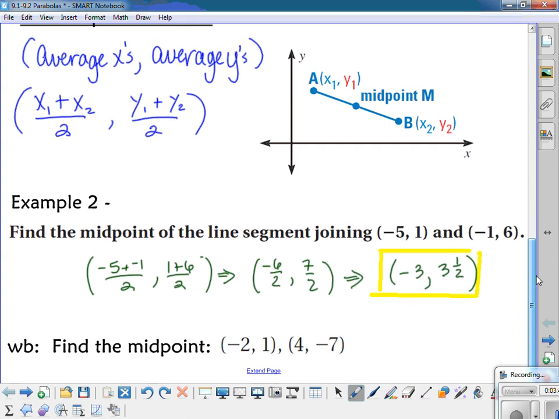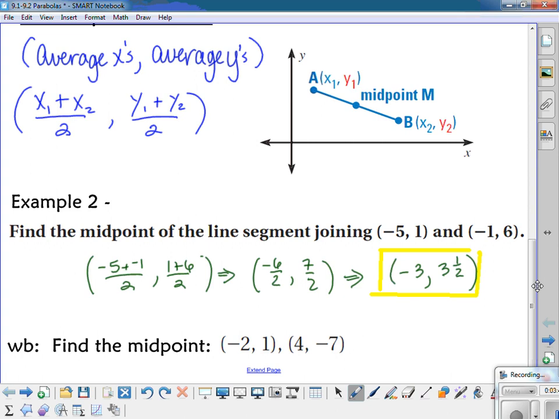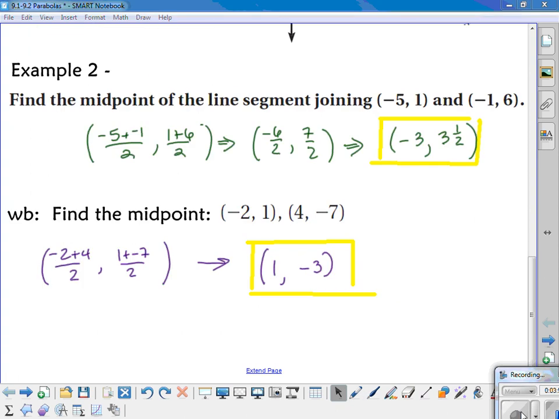So on your whiteboards, here's one for you guys to do. All right, looks like you guys were getting that fine. (1, -3) would be the midpoint of that segment.